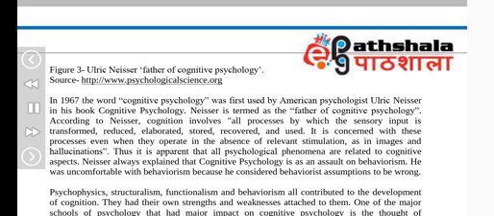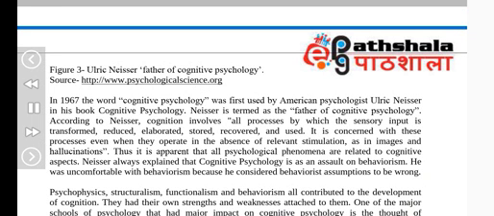According to Neisser, cognition involves all processes by which the sensory input is transformed, reduced, elaborated, stored, recovered, and used. It is concerned with these processes even when they operate in the absence of relevant stimulation, as in images and hallucinations. Thus, it is apparent that all psychological phenomena are related to cognitive aspects.